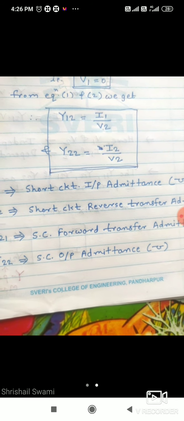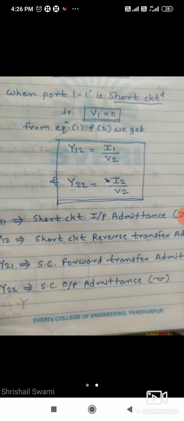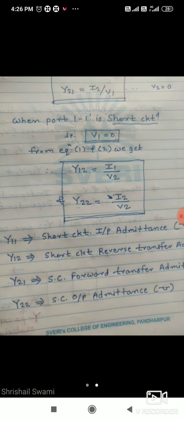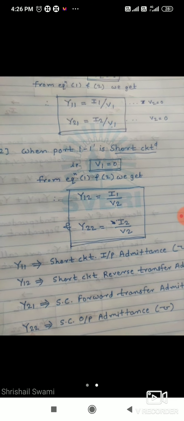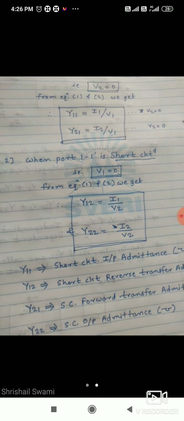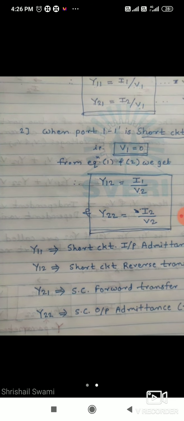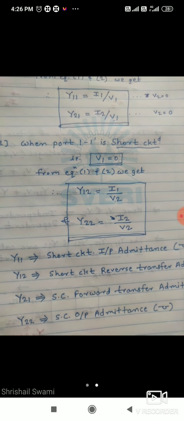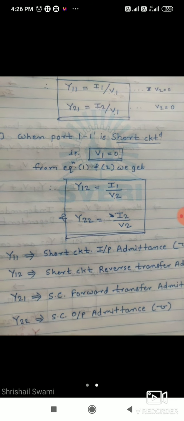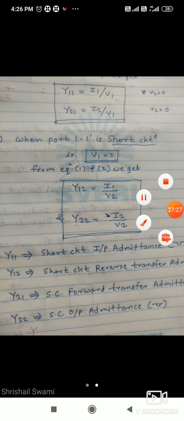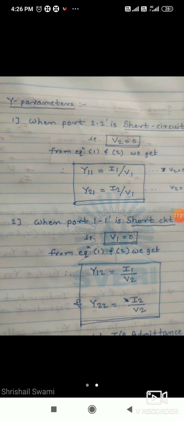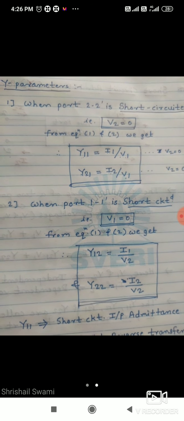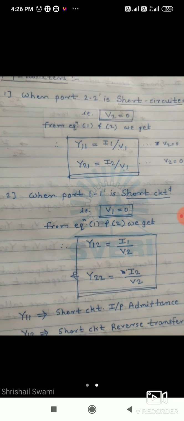So in this way, the Y parameters theoretical part is completed. So the problems based on the Y parameters we will solve in the next lecture. If anyone has a doubt, no. So Y parameters we have completed. If you understood the Z parameters, you can easily understand the Y parameters also.